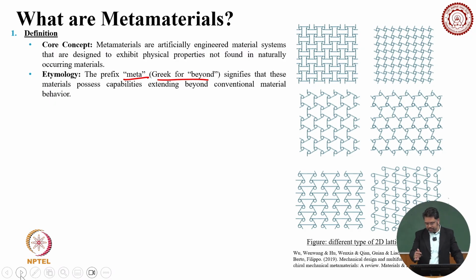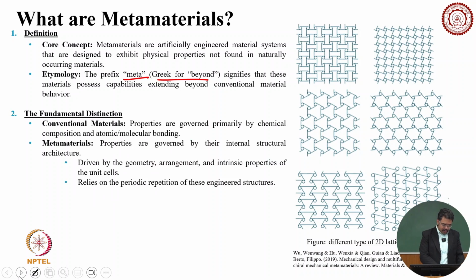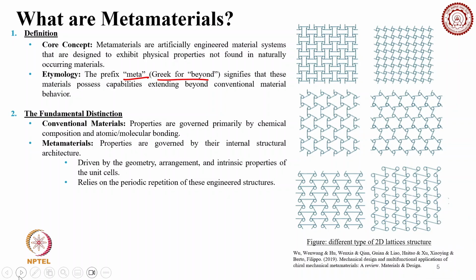These are some of the lattice structures I have shown here. They are giving, in some sense, different types of properties. The fundamental distinction is that conventional materials are governed primarily by chemical composition, atomic and molecular bonding. But in the case of metamaterials, properties are governed by their internal structure and architecture, driven by the geometry, arrangement and intrinsic properties of the unit cell, relying on the periodic repetition of these engineered structures.